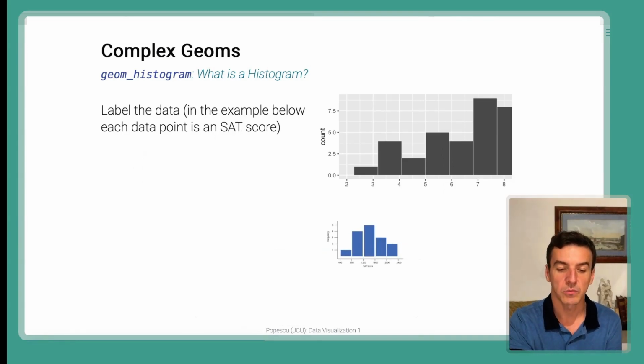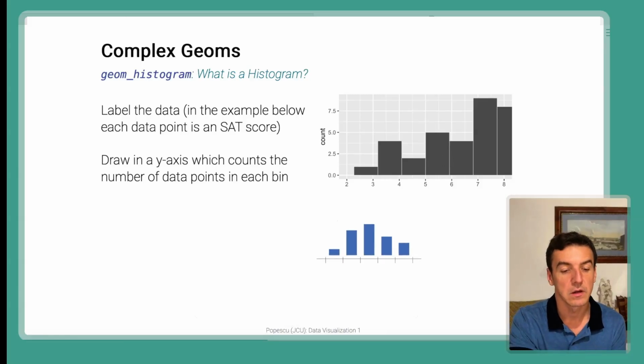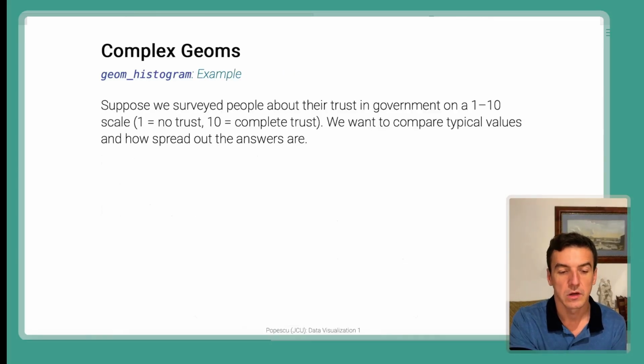So in this example, the animated example, I'm looking at SAT scores. So the final step in drawing a histogram is really labeling these bins. So the y-axis in the end represents how many data points are there in each bin. So let us look at our concrete example.